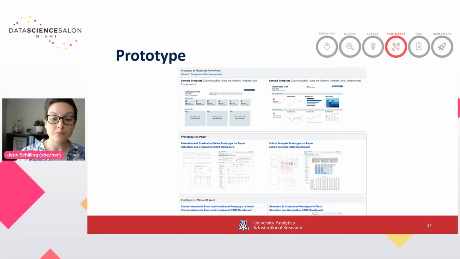Don't worry about making the prototype look exactly like the final product. A prototype can be made in any medium. For example, prototypes can be made in PowerPoint, in Word, Excel, Adobe, or even on paper.